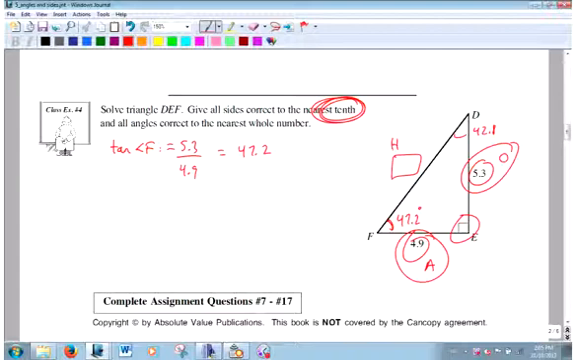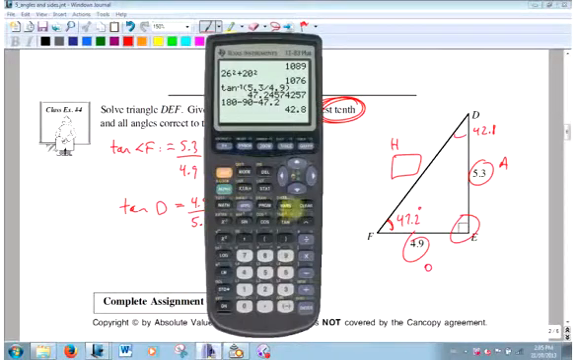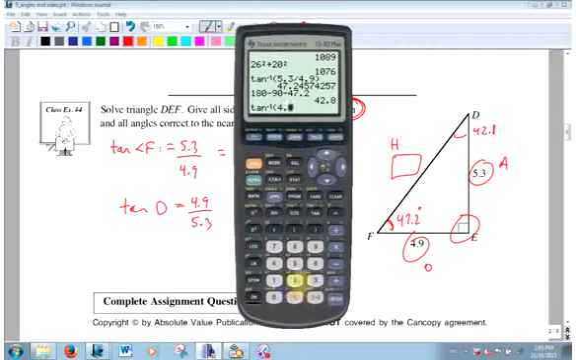You know what? I'm not sure about that. Let's double check it. If I go the tangent of D, that's O over A. Is that going to work? Well, you're trusting I did it right. Don't trust I did it right. I'm just the teacher. I'm looking for 42.8 degrees. Bingo. Okay, could have done that way too.